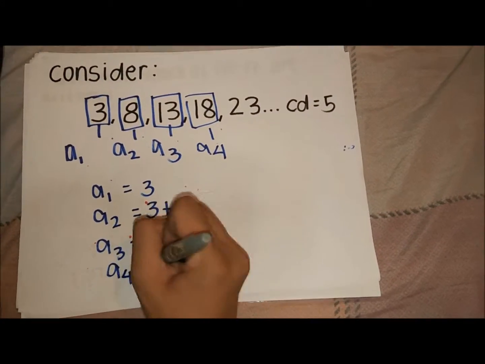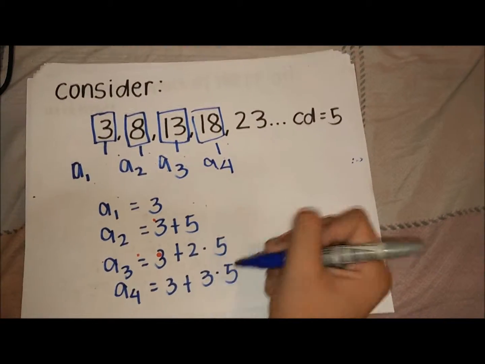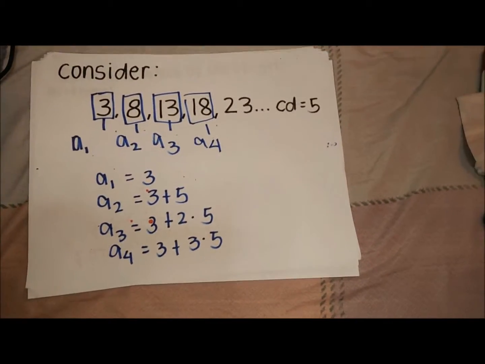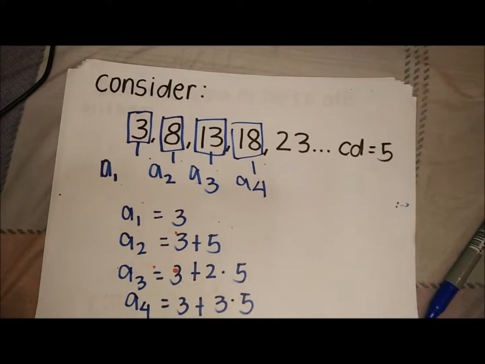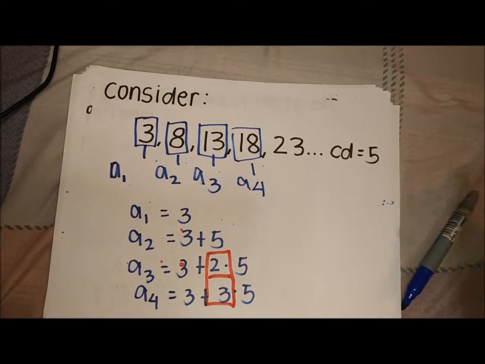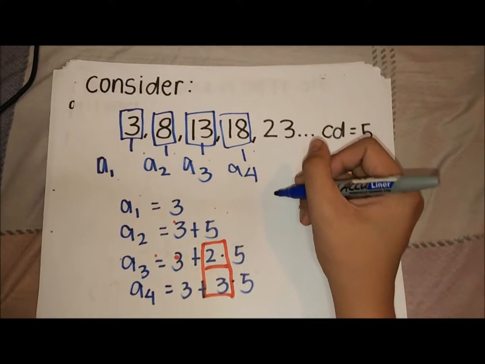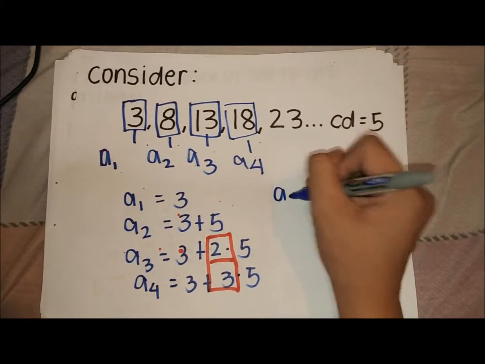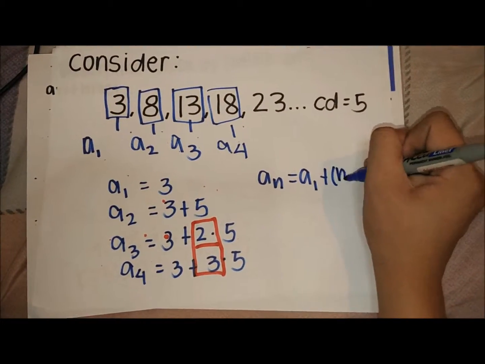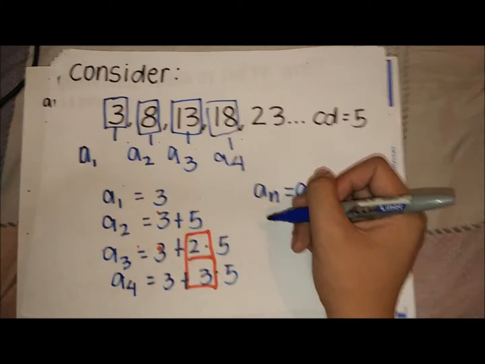And a sub 4 is equal to 3 plus 3 times 5, because I used three 5s. So as you can see, it's just the same, but this is changing, which gives us a sub n is equal to a sub 1 plus (n minus 1) times d. So a sub n is the nth term, n being the number of terms.